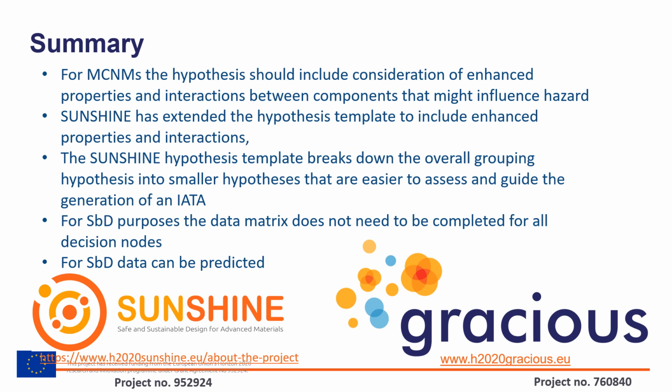For multi-component nanomaterials, we've identified that hypotheses need to consider enhanced properties and interactions between the multi-component nanomaterials' components. We need to extend the hypothesis template to take these into consideration, and this template also now includes a series of smaller hypotheses or smaller information sections which feed into the generation of the decision nodes for an IATA. For the safe by design purposes, the data matrix doesn't need to be completed for all of the decision nodes. In fact, we can use lower levels of information, which I didn't really talk about today, to support that safe by design process.